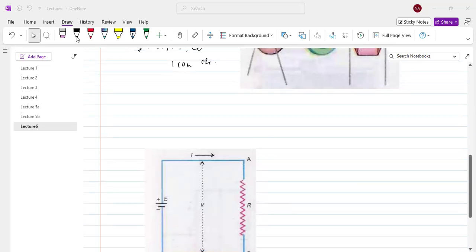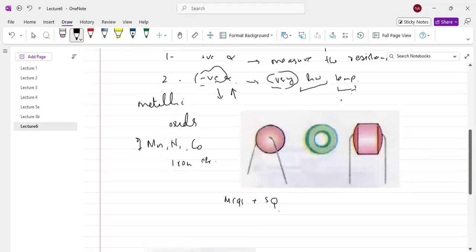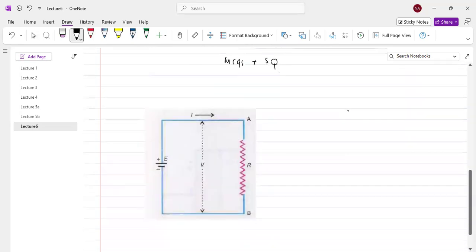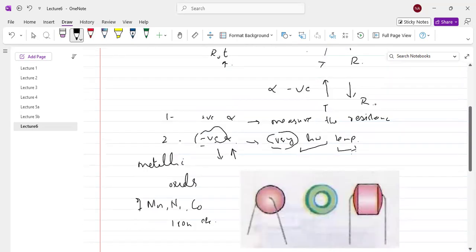Now our next topic was for MCQs as well as for MCQs plus short questions. So remember the facts about another MCQ type: very low temperature, about 10 Kelvin, can be measured with the help of these thermistors.